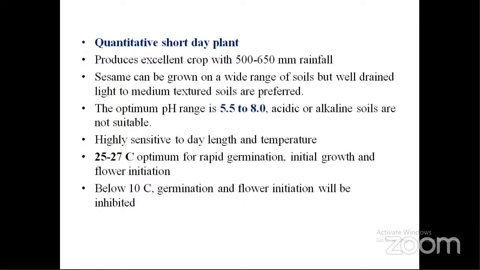It is highly sensitive to day length and temperature. That's why short days are required. And the optimum temperature for germination and flowering initiation is 25 to 27 degrees centigrade. Below 10 degrees centigrade, both germination and flowering initiation will be inhibited. That means both won't form.